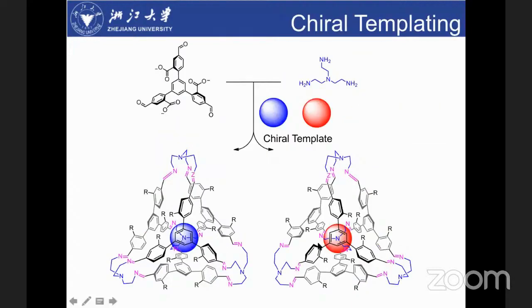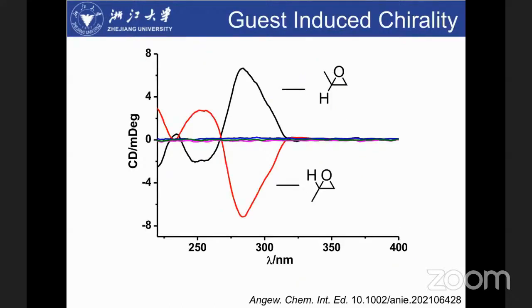So if it is chiral, which means if we use a chiral template, we can drive this cage enantioselectively. For example, if you add this chiral guest, maybe this enantiomer will be more favored than the other one. If you switch the template to its enantiomer, we can drive the formation of the other cage enantiomer, and this enantiomer will be more favored, right? This is the so-called guest-induced chiral self-assembly.